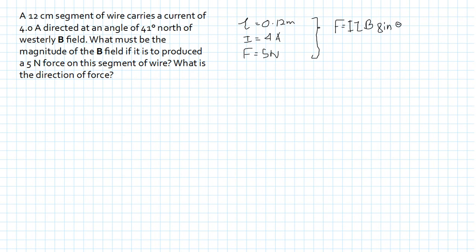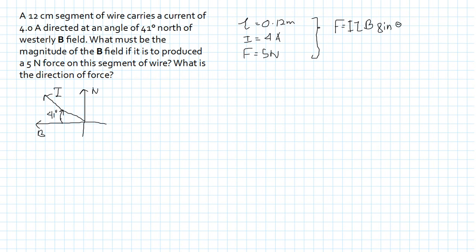First and foremost, we need to sketch our situation over here. This is the north direction, not so straight, but we can work on that. And we have B over here, the magnetic field, and we have our I over here, and the angle is 41 degrees.